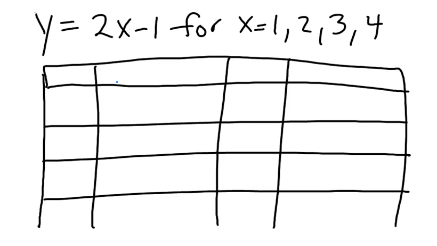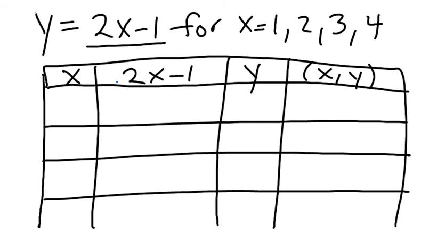Okay, let's try another input-output table or table of solutions. Remember, these directions say use the given values to make a table of solutions. Every time you do this, x is first, y is third. In the middle, between them, you write the x side of the equation. Over here, you're going to have ordered pairs. So, then they gave us the x values. We just have to write them in. 1, 2, 3, 4.